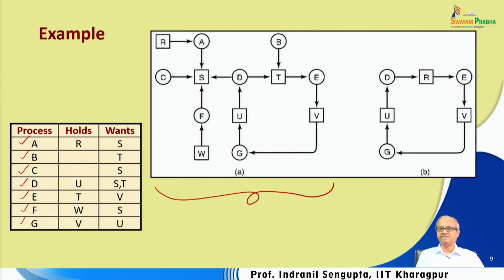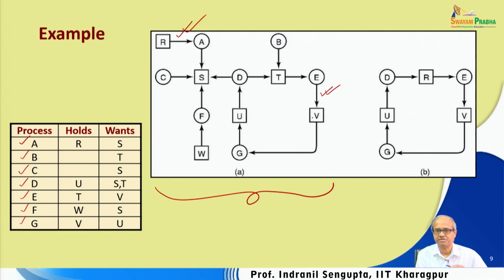So, you can see the edges. The edge from a resource to a process, for example, this edge, indicates that the resource R is currently held by process A. But look at this edge, for example, an edge from a process E to a resource V. It indicates that the process E has made a request for resource V. V may not be available now. So, the process is waiting for that resource.